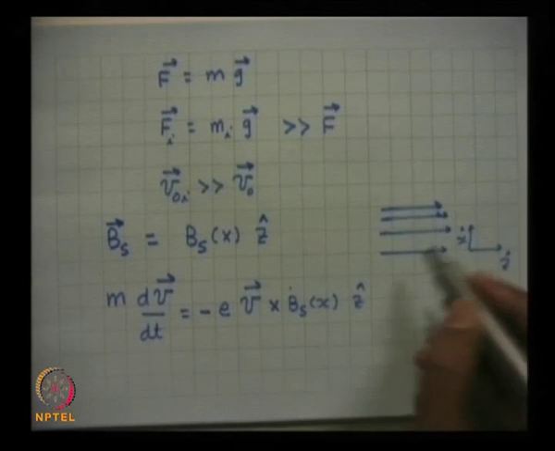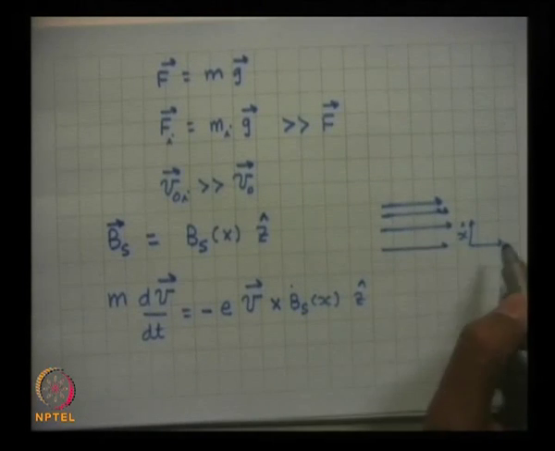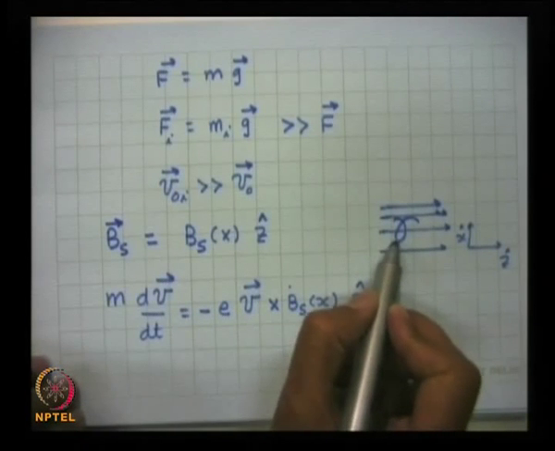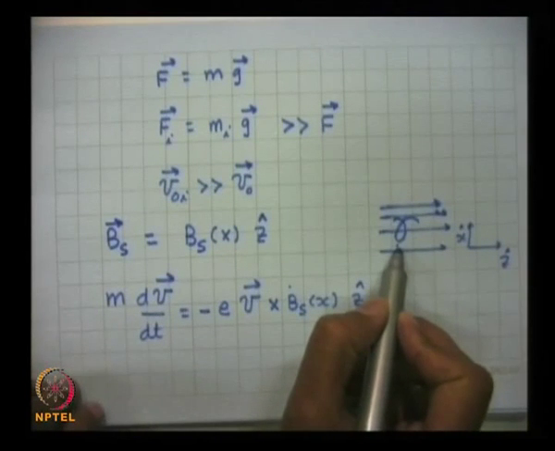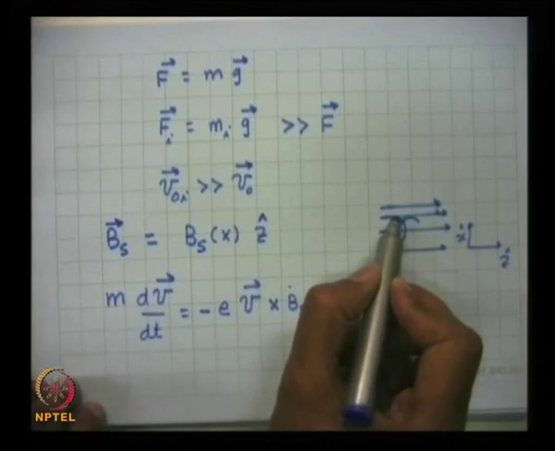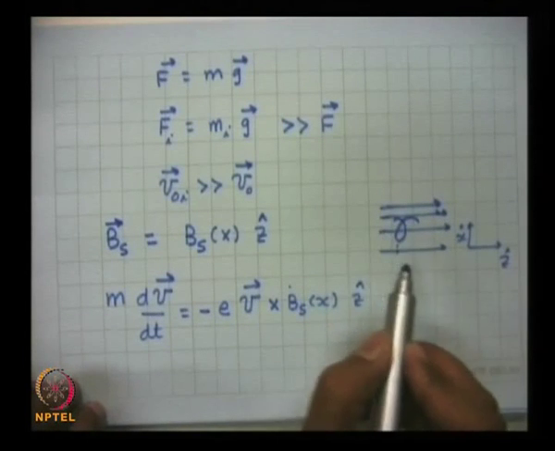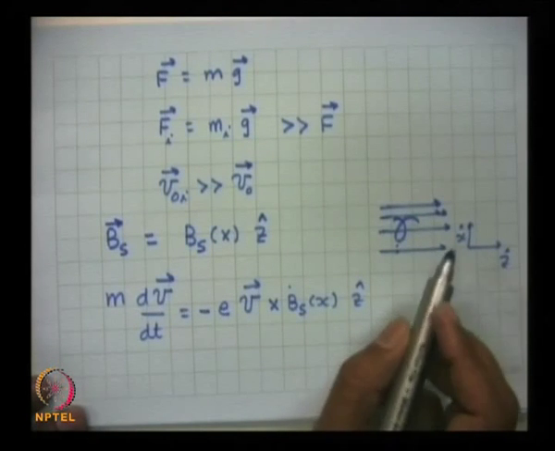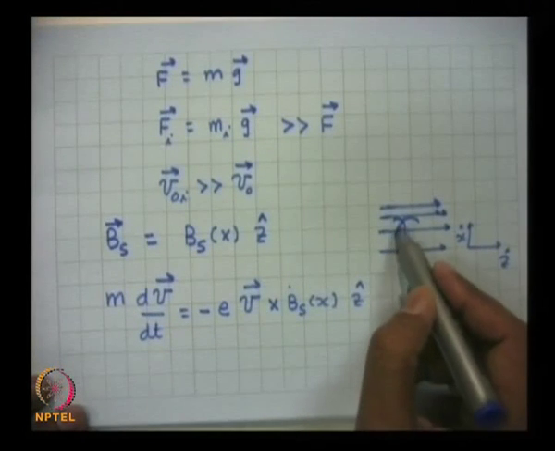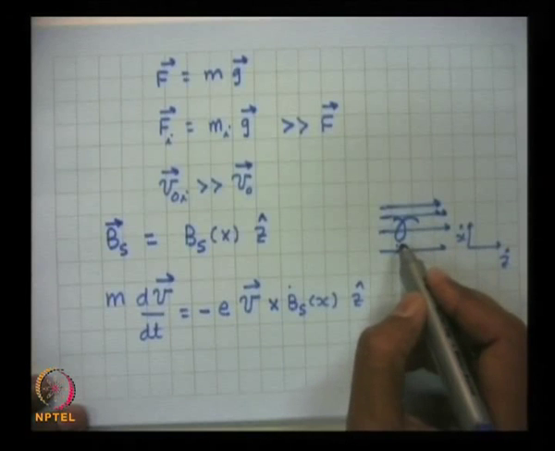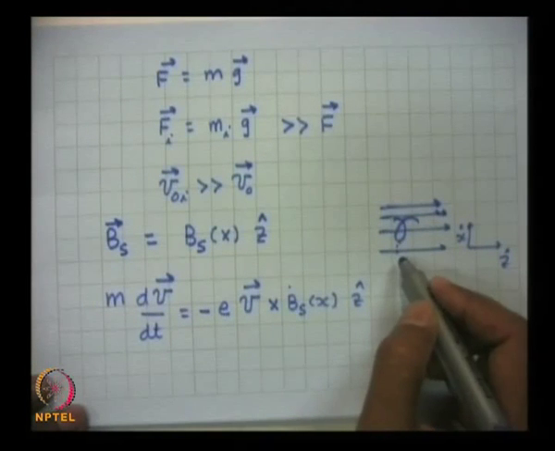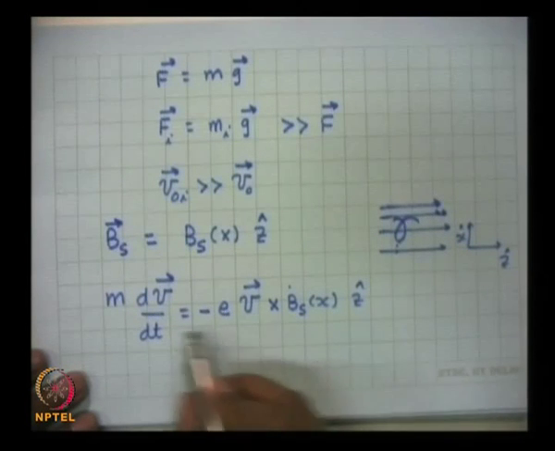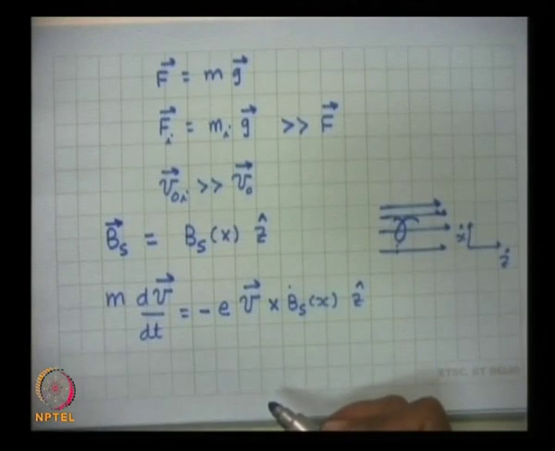In such a situation, if the electron rotates about any line of force, suppose the electron is rotating like this, then in some part of the orbit, it is seeing a lower value of magnetic field, and in some part of the orbit, it is seeing a larger magnetic field. So the magnetic field value on the electron orbit is changing. However, if the change in magnetic field is very gradual, then the change in magnetic field in two different parts of the orbit will be small. And in that limit, I can solve this equation iteratively.